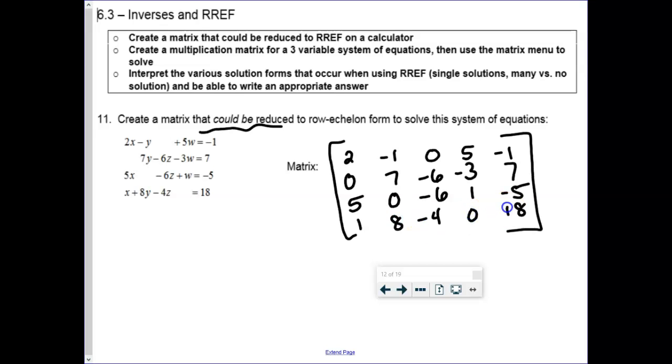Think you can handle that one? I know you can handle that one. All right. So, moving along then.